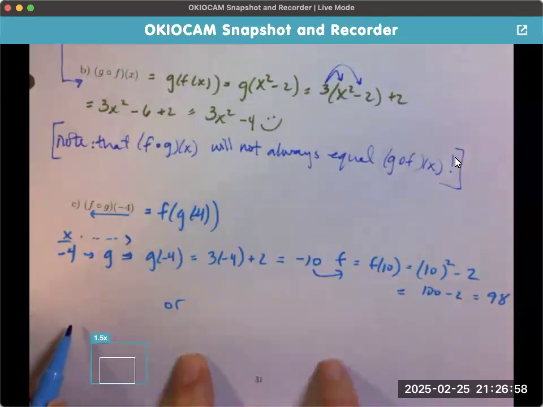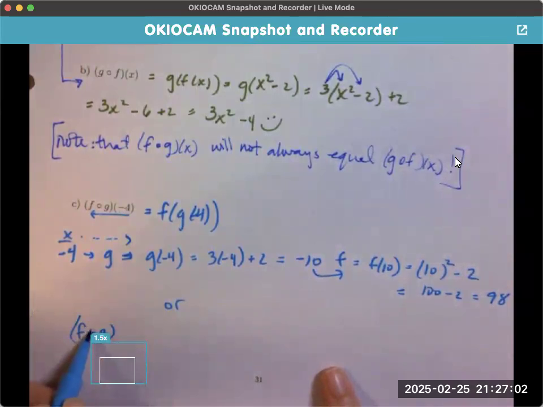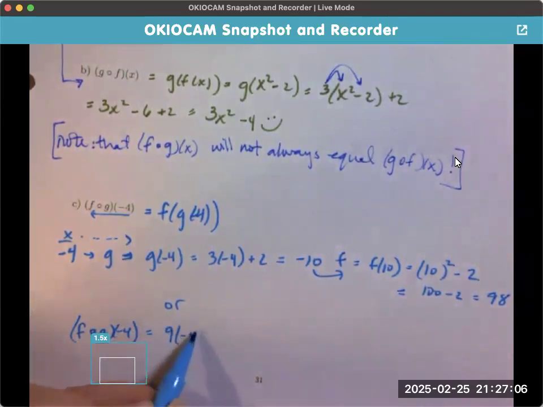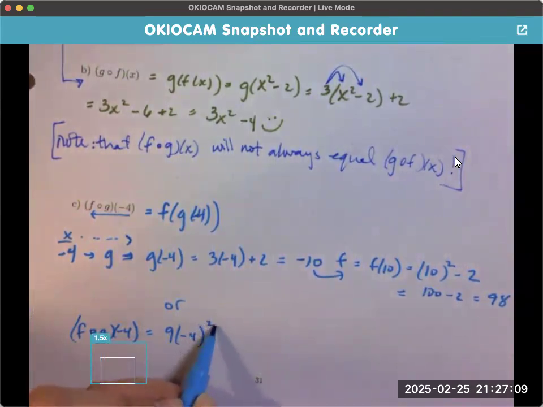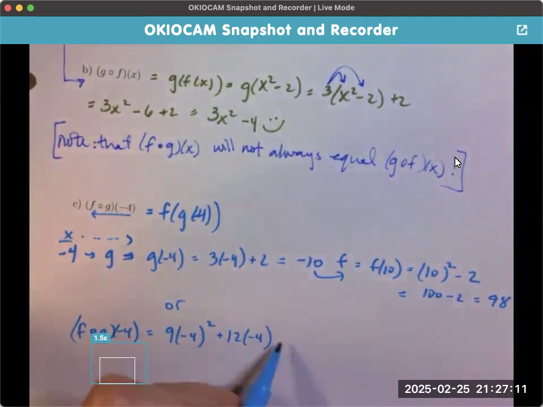Or, since we already found F composed of G above, we know from above that F composed of G of negative 4 is 9 times negative 4 squared plus 12 times negative 4 plus 2.